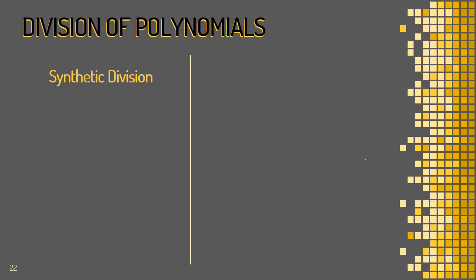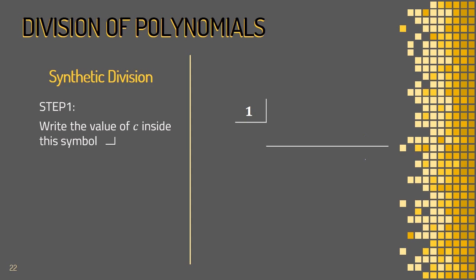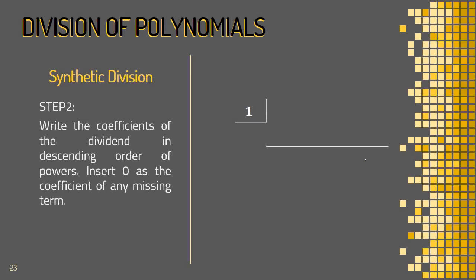So now let us check our answer using another method, the synthetic division. This method is used as a shortcut for dividing polynomials p of x by the form x minus c. Starting with the first step, we write the value of c inside this symbol. Step 2. Write the coefficients of the dividend in descending order of powers. Insert 0 as the coefficient of any missing term.